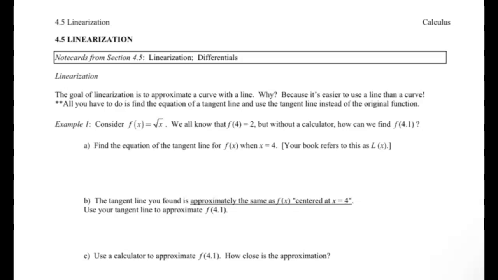Happy Virtual Day. We will be doing lesson 4.5, and it's kind of a nice, easy lesson. It's more of a formula, so once you understand how to use the formula, this one isn't too bad. Our two topics today are going to be linearization and differentials. They actually work hand in hand. It's solving the same problem just in two separate ways.